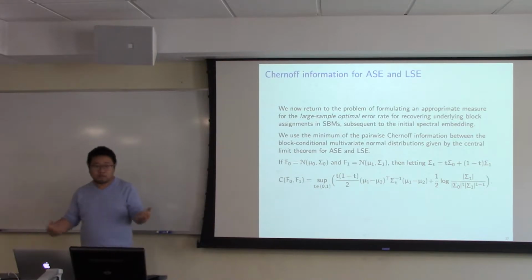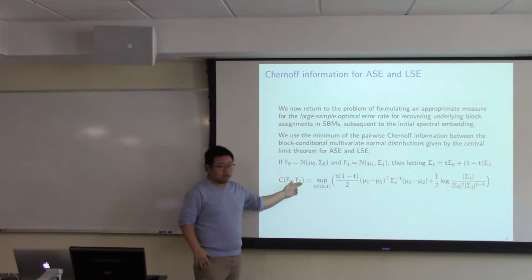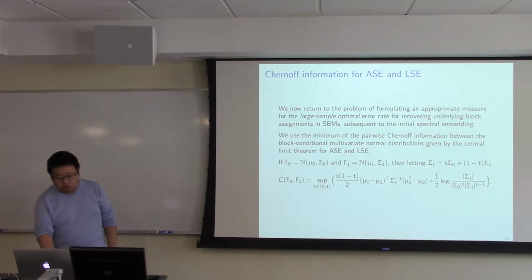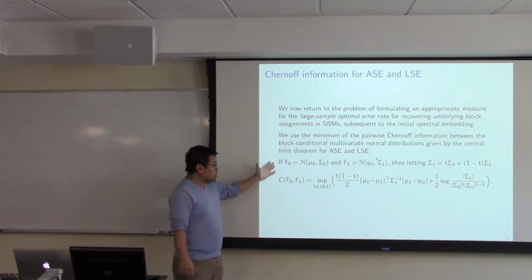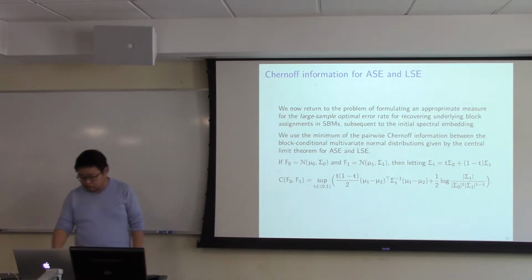For some problems, for example when mu0, mu1 are one-dimensional, there's a closed form expression. But in general, you don't really have a closed form expression for this Chernoff information, but you can evaluate it numerically. So since we know that we will have the large sample normal approximation, we can use this notion of Chernoff information and compare our embedding methods.